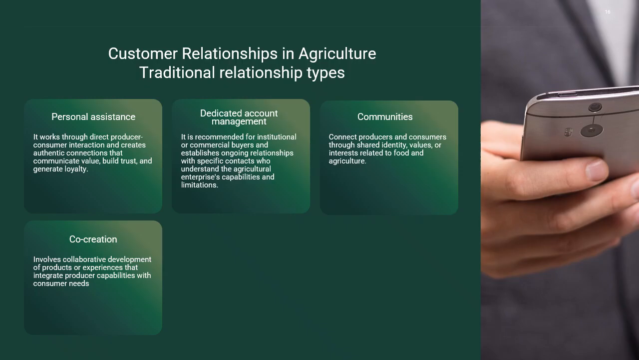Communities connect producers and consumers through shared identity, values, or interests related to food and agriculture. A heritage grain project, for instance, might develop a community of artisanal bakers, nutrition conscious consumers, and sustainability advocates who collectively support the revival of traditional wheat varieties. These communities create networks of mutual support that benefit all participants.